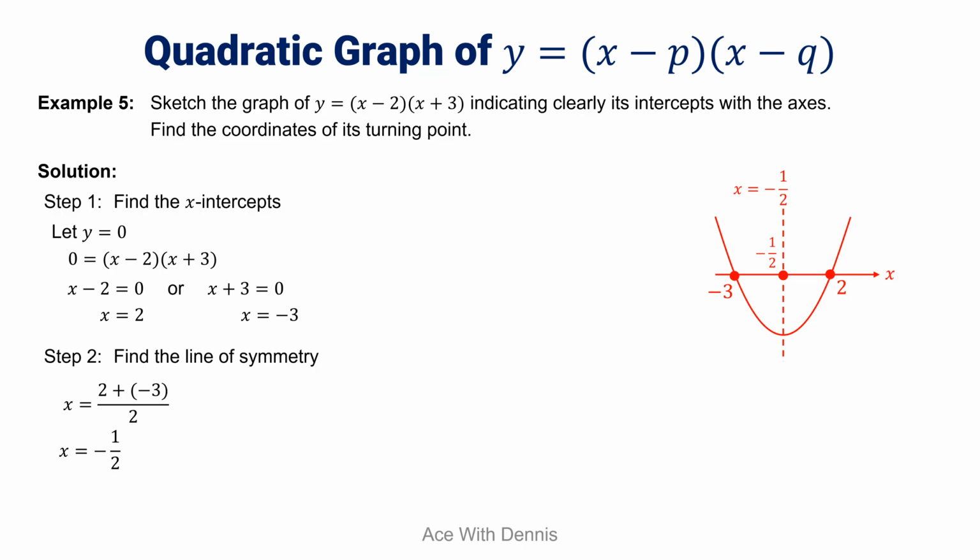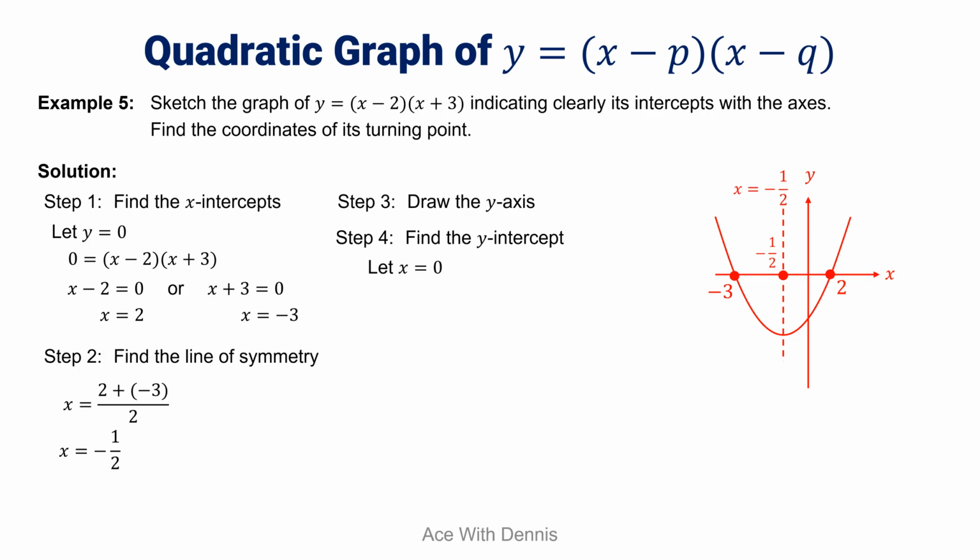So this point will be negative half. Next, step number 3, draw the y-axis. For this case, the y-axis will be in between negative half and 2. So I will draw the y-axis at around this location. The next step, number 4, find the y-intercept. To find the y-intercept, we let x equal 0. Then the equation becomes y equals (0 minus 2) times (0 plus 3), which is negative 6. Hence, this point will be negative 6.